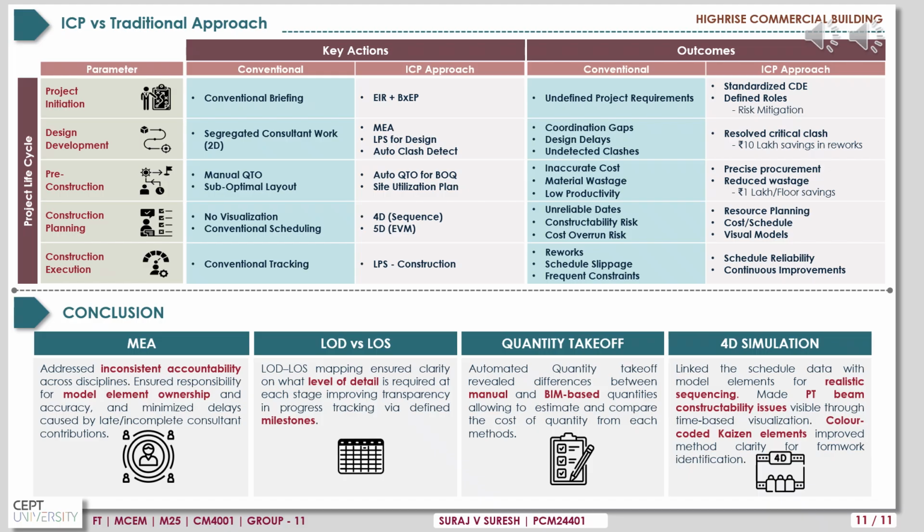In the pre-construction phase, ICP uses automated quantity takeoff to generate a precise bill of quantities and planning tools to reduce material waste and achieve savings. During the construction planning phase, ICP uses 4D and 5D visualizations to improve constructability, reliability, and financial control. Finally, during the construction execution phase, ICP uses structured methodologies like LPS during execution to maintain schedule reliability and drive continuous process improvements.